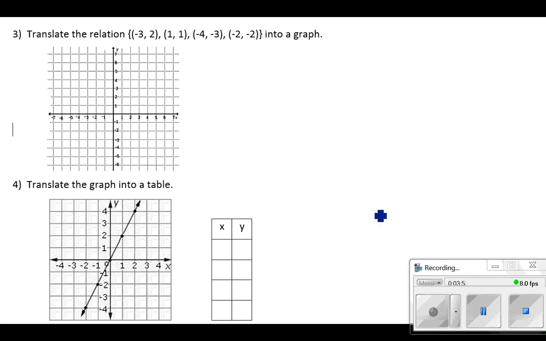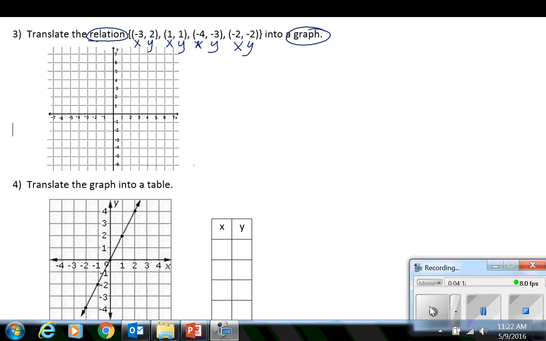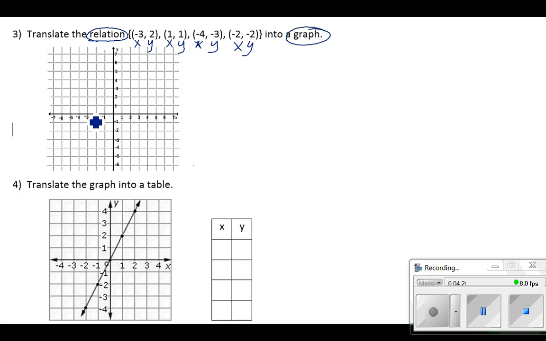Now let's look at question 3. Question 3 says to change the relation, which is the ordered pairs, from ordered pairs to a graph. So to do that, we're simply going to plot the ordered pairs. The first one is -3, 2, and remember, it's always x and y. So I'm going to plot the first one, -3, 2. So -3, and then I have to go up to 2. There's the first ordered pair.